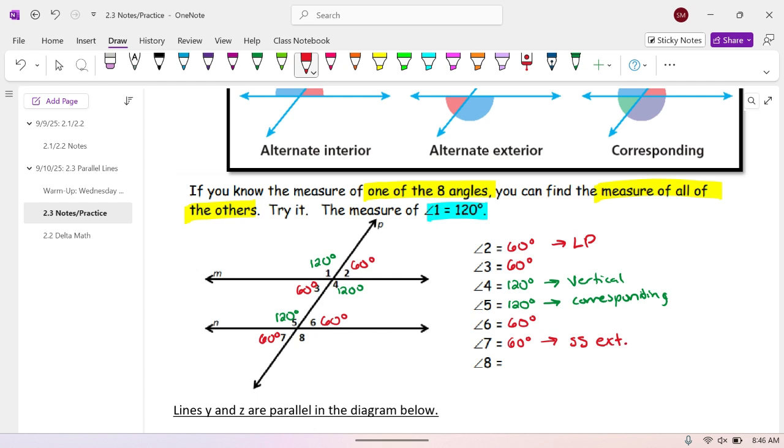to angle 1. And then finally, what's the relationship to angle 1, angle 8? Those are the alternate exterior. Different sides of the transversal, both outside, they're alternate exterior, which means they're congruent. So angle 8 has to be 120.